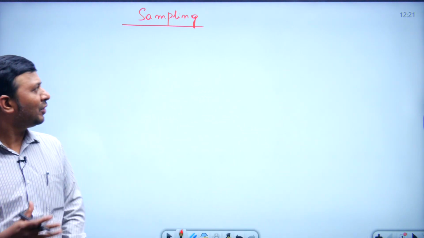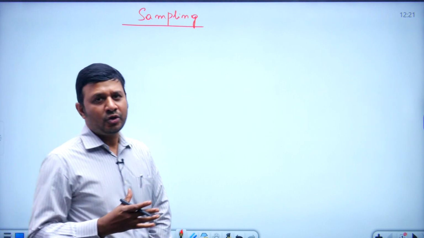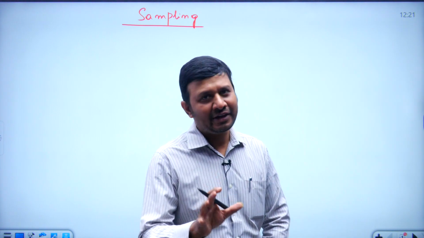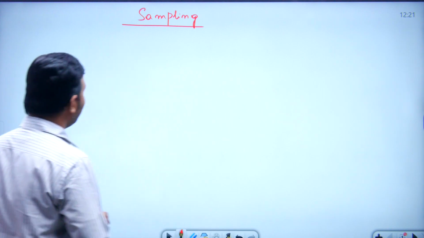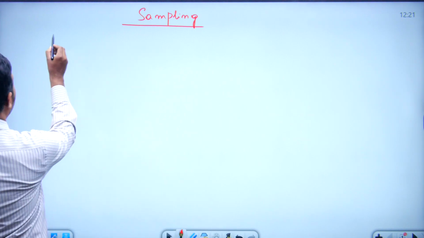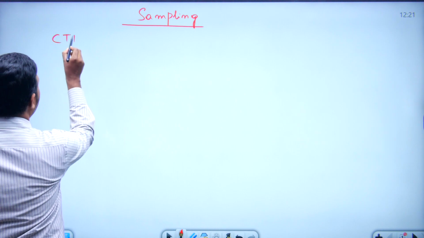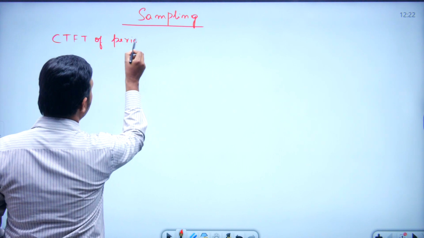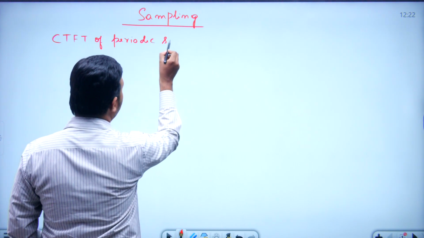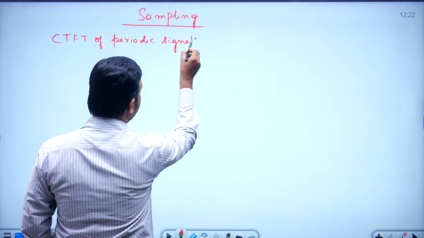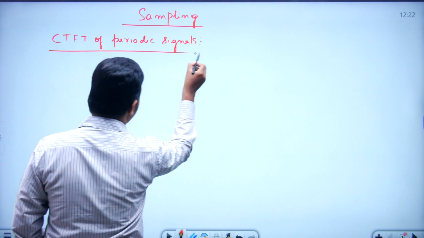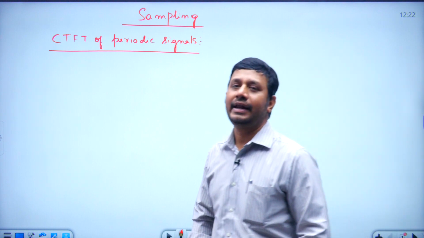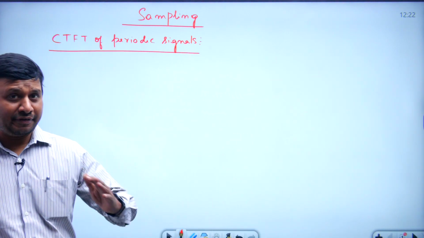And if you want to understand how sampling is done, you must know some basics. What are the basics required for understanding the concept called sampling? Let us see. The first basic required is how to calculate the continuous time Fourier transform of periodic signals. Can we calculate the continuous time Fourier transform of periodic signals? Yes, we can calculate if impulses are allowed in the frequency domain.